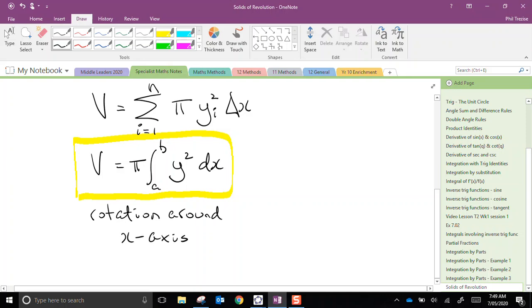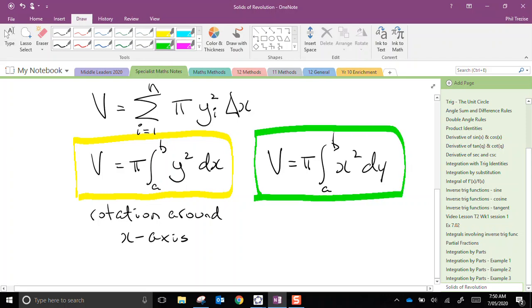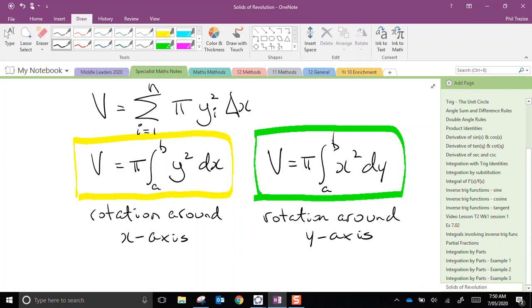Of course, there's no reason we couldn't rotate our function around the y-axis, and through a very similar argument we would end up with the following formula. Let's highlight that one in a different colour. So it's going to have the same basic form, and this one is the rotation around the y-axis. Now you would not expect a rotation of the same curve to give the same result. Clearly you'd get a very, very different shape if you rotated around the y-axis.